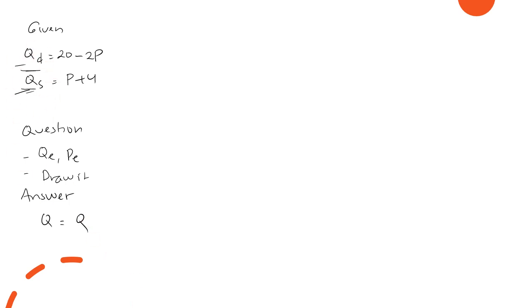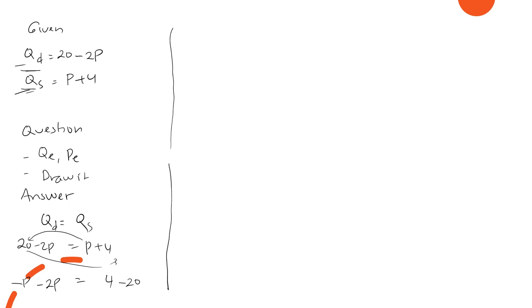Then fill in D and S here. So QD is 20 minus 2P, and here is P plus 4. Collect all the P's to the left side. So P over here goes there, minus P. Minus 2P still stays. It doesn't move anywhere. Now P is gone and 4 is left here. And the 20 from the left side goes to the right, so it becomes minus 20.